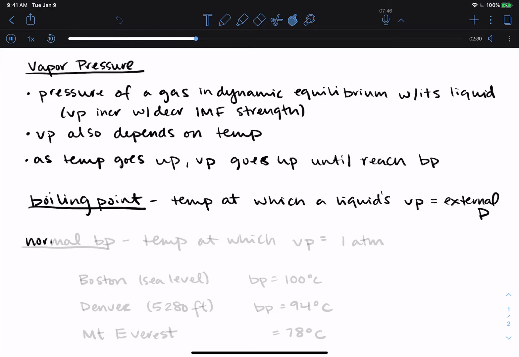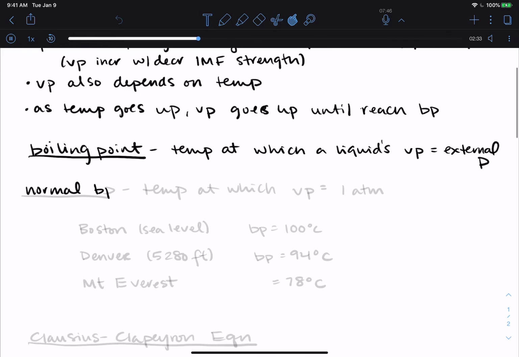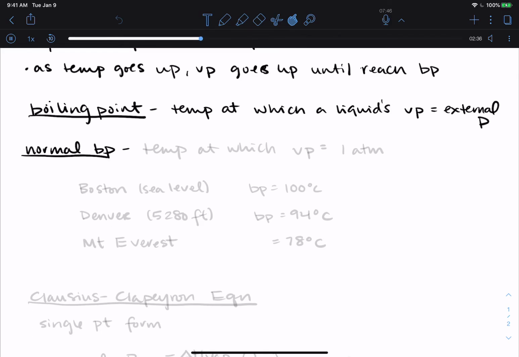So a normal boiling point is going to look much the same. So temp at which vapor pressure equals, for normal boiling point, it's 1 atmosphere. So you can have a boiling point at any pressure, including 1 atmosphere, it's just that when it's at 1 atmosphere, we call it the normal boiling point. So the boiling point changes with pressure changes. We're going to give you an equation that relates to that.